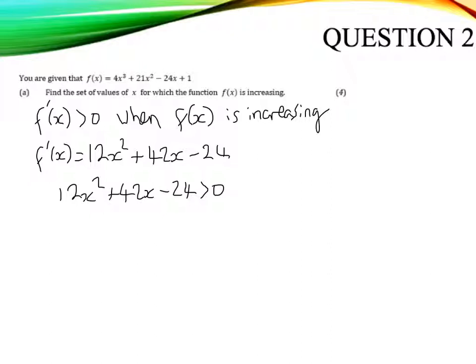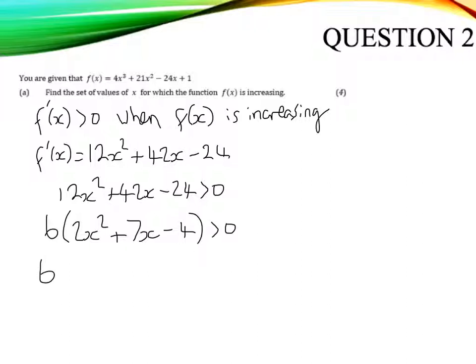I can see straight away that all these terms are even: 12, 42, 24. I'm going to see if I can take a common factor out first, just to make my life a little bit easier. I was going to say that 12 goes into them all, but it doesn't. 12 doesn't go into this one. So let's go for 6. 6 goes into all of these values. So let's take a common factor of 6 out. And then I've got 2x squared plus 7x minus 4 is greater than 0.